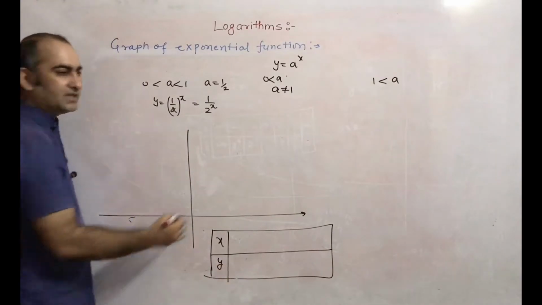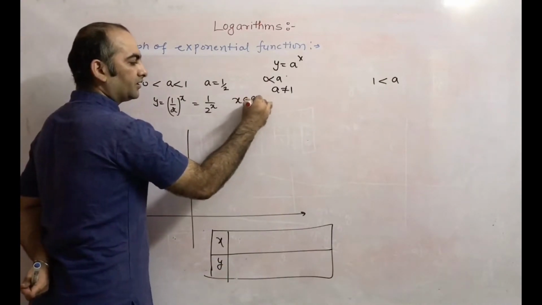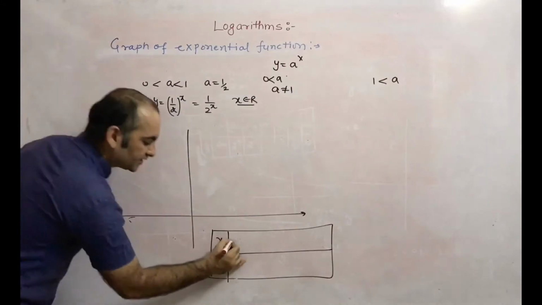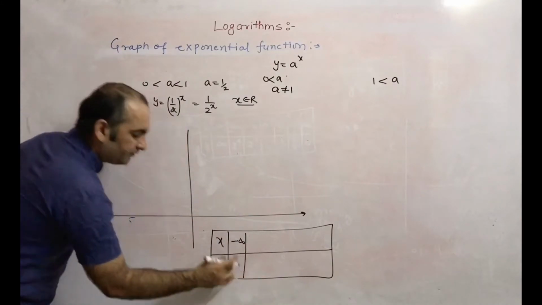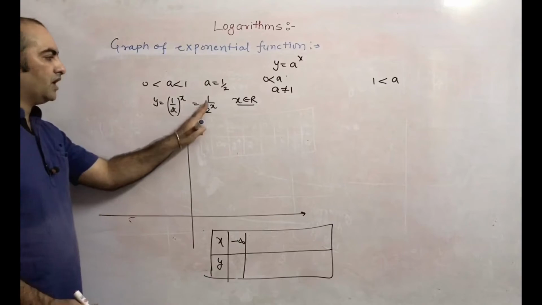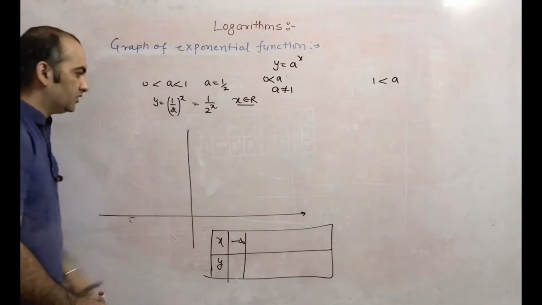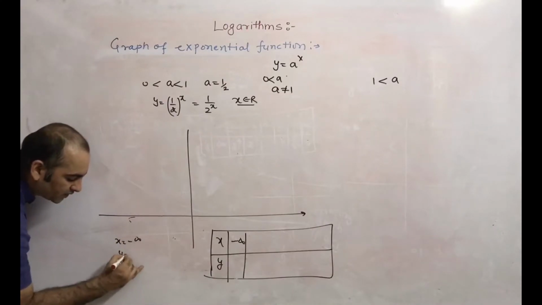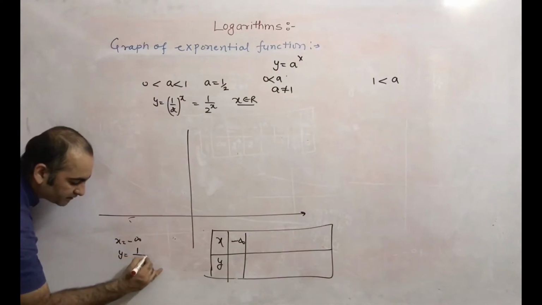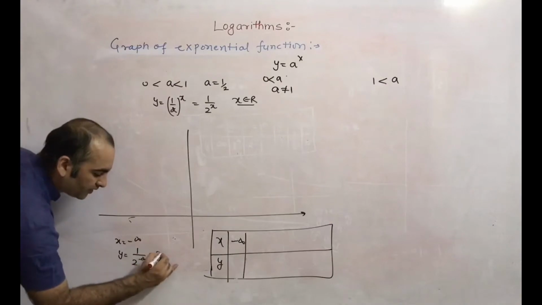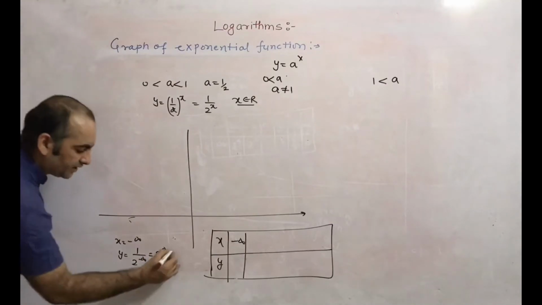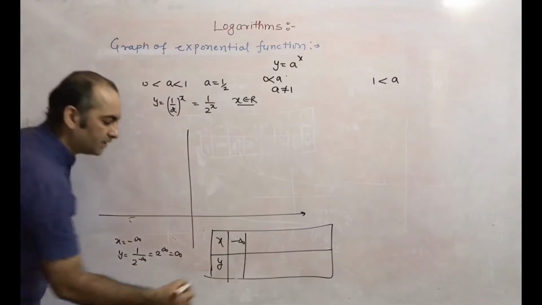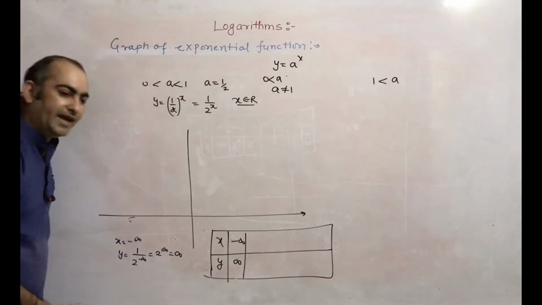x belongs to R, so we will start from minus infinity. If x is minus infinity, then y equal to 1 by 2 power minus infinity. We can write this as 2 power infinity, which is infinity. So y will be infinity.